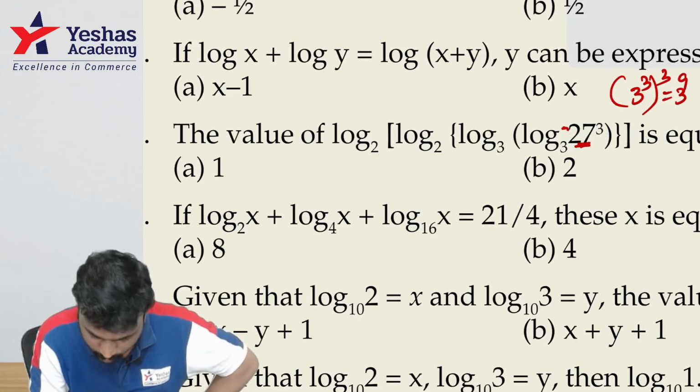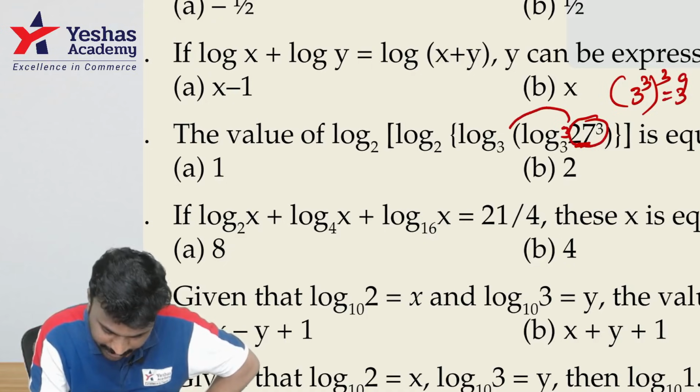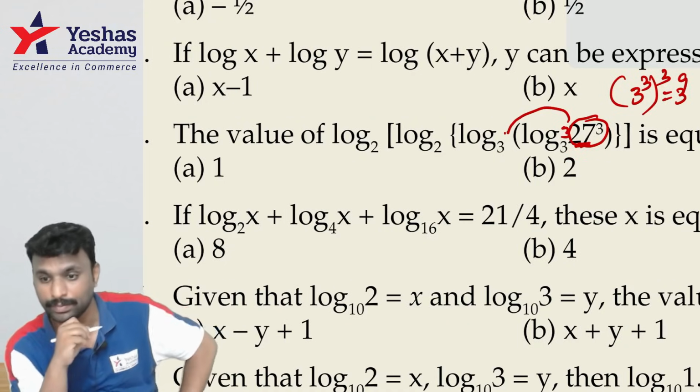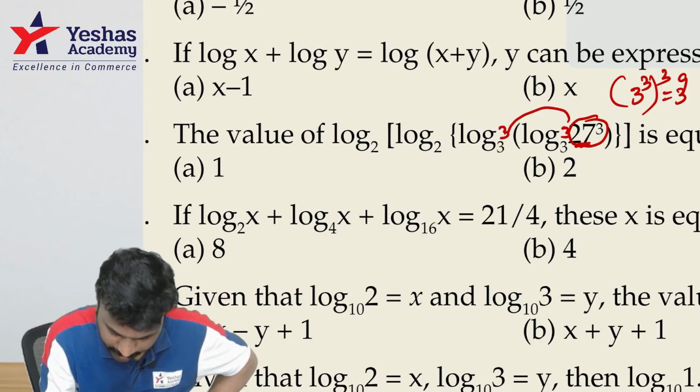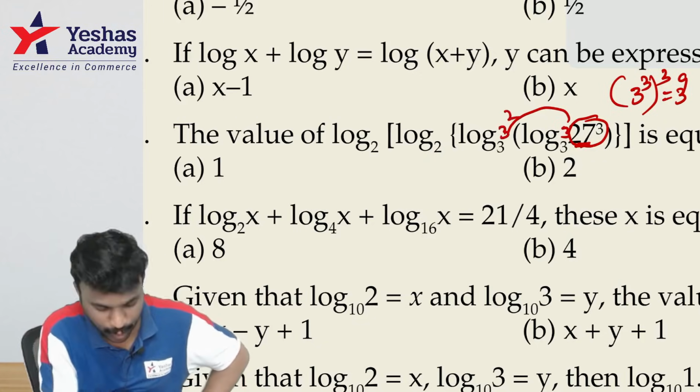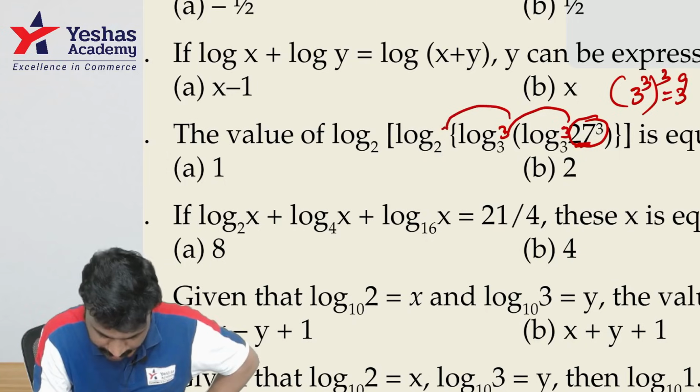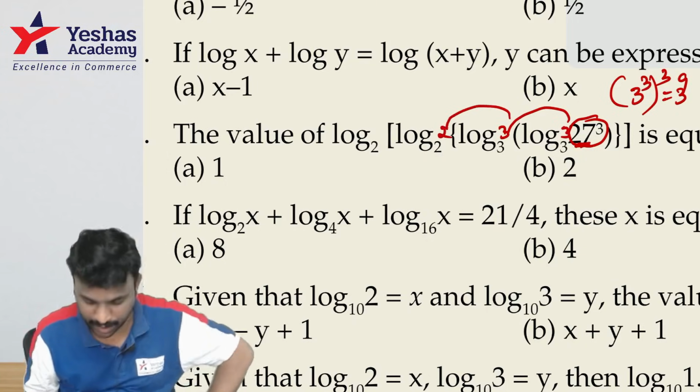What stays here? Only 3 stays here. The power 9 comes over here. Yes or no? How do I write 9 in terms of prime number? 3 square. Correct? But the power 2 becomes a multiplier and it comes over to this position. Yes or no?